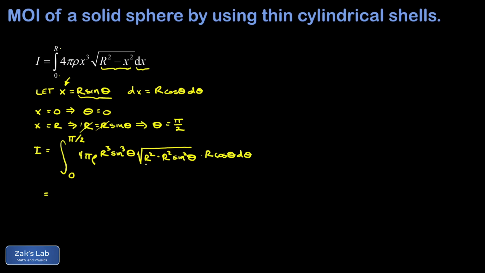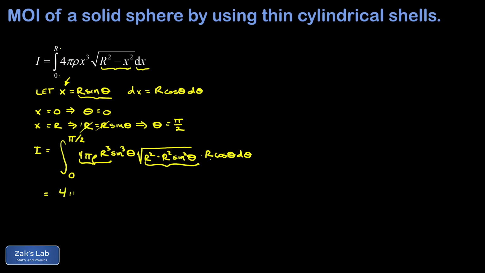So the next thing I'm going to do is factor out an r squared from inside of this square root. That gives me a factor of r outside of the square root. And then that 1 minus sine squared theta can be replaced with a cosine squared theta, but the square root of that is just the cosine of theta. So we're going to handle all these things in the next step. At the same time, I'm dealing with all the constants. So I'm going to move a 4 pi rho r cubed out in front. We get another r out of the square root, and we get another r from the r cosine theta d theta at the end. That's a total of 5 factors of r.